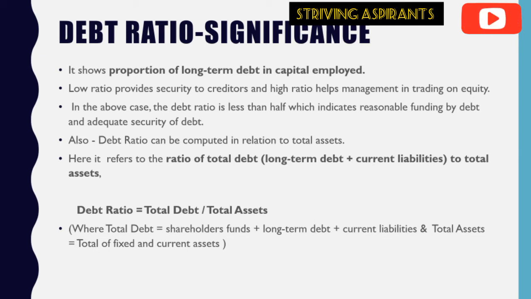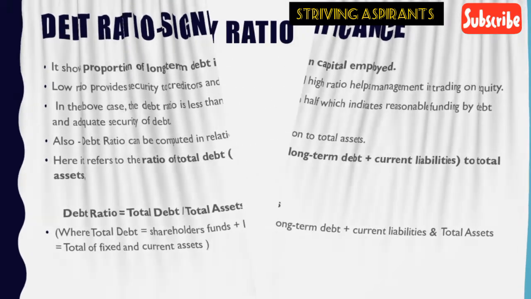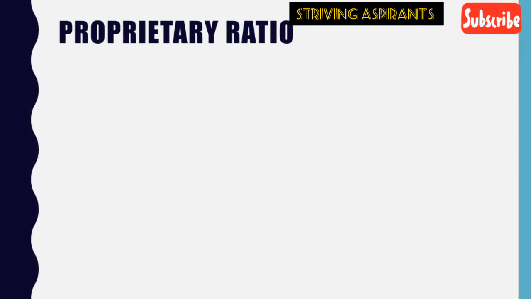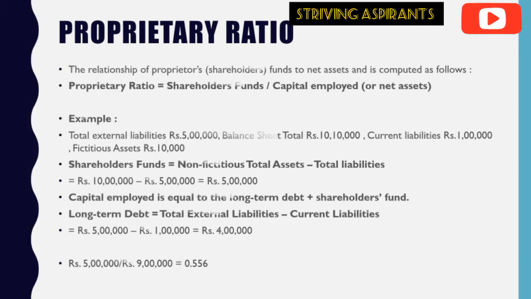Now we will see what is proprietary ratio. Relationship of proprietors or shareholders fund to net assets. So the proprietary ratio is equal to shareholders fund divided by capital employed or net assets. We take the same example to calculate proprietary ratio. First we will check shareholders fund, that is non-fictitious total asset minus total liabilities. 10 lakh minus 5 lakh, we have answer 5 lakh as shareholders fund, and the capital employed is equal to the long-term debt plus shareholders fund.